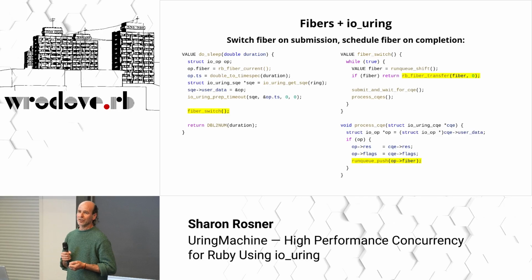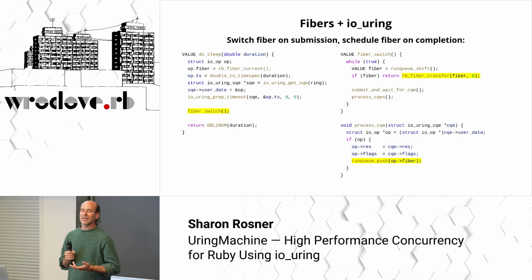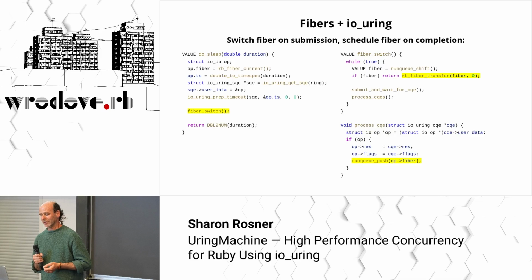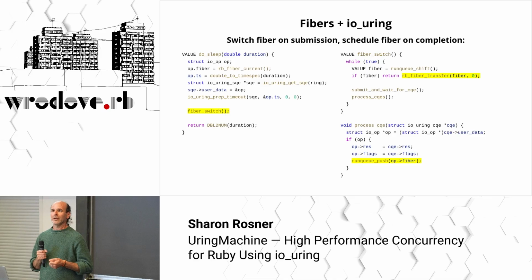The fiber switch function implementation is very similar to what we saw before. We pick fibers off the run queue, we resume them, and finally, when the run queue is empty, we can then go and submit all of the SQEs that we prepared and wait for one or more completions. And for each CQE we process, we grab the fiber that is associated with the I.O. operation and we put it back on the run queue.